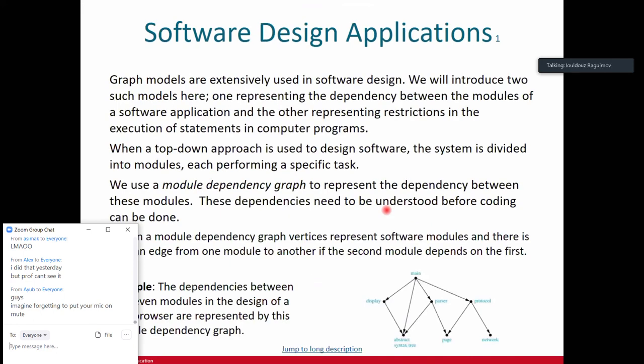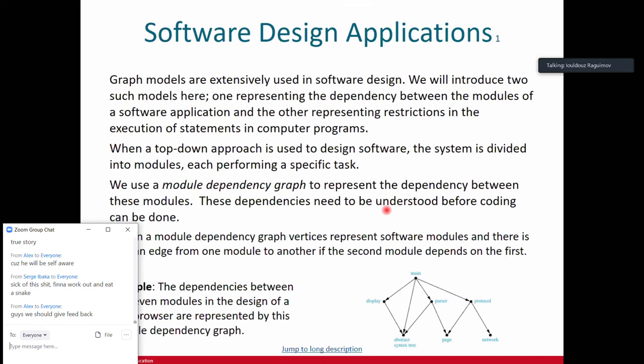Okay, let's go to software design, which is close to your fields. Every solid software consists of modules, right? The modules are usually doing a different part of the job, and all of these are connected with the main module.